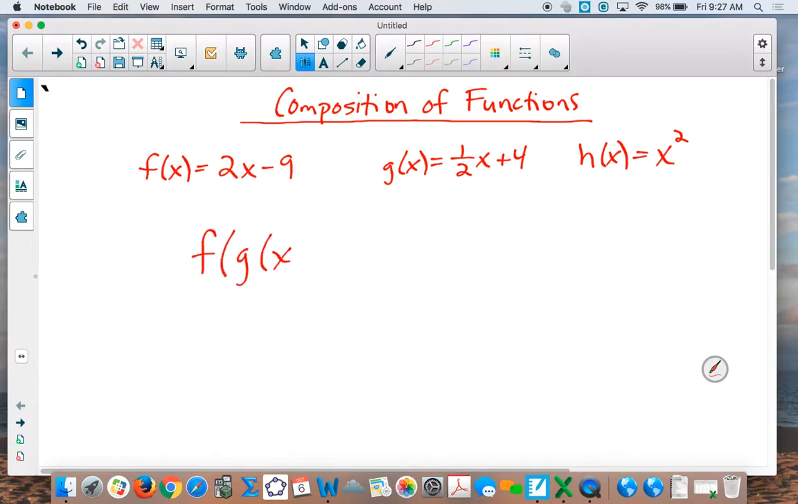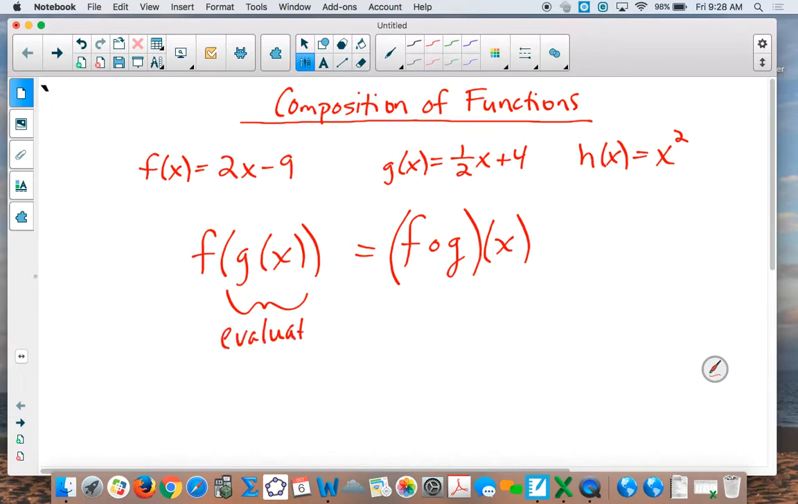The way we say this is f of g of x, or you might see it this way, with a circle in the middle, and that just means the same exact thing, but we say this one as f following g of x. All this means is that we're going to take the g function, evaluate g of x, and use that as the input for f of x. Okay, that's all there is to it.